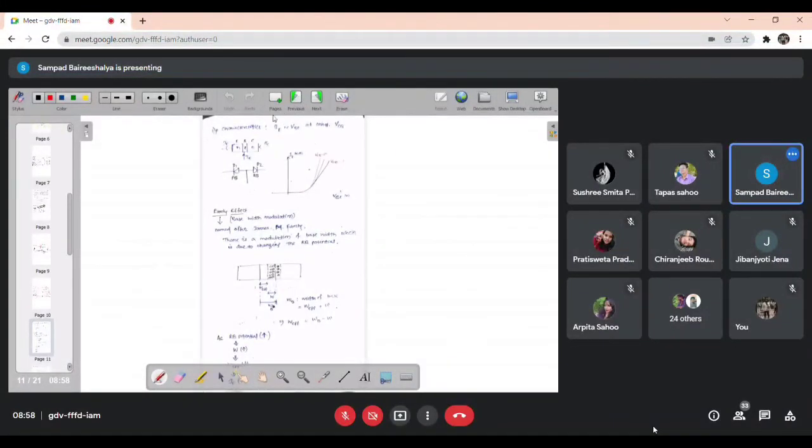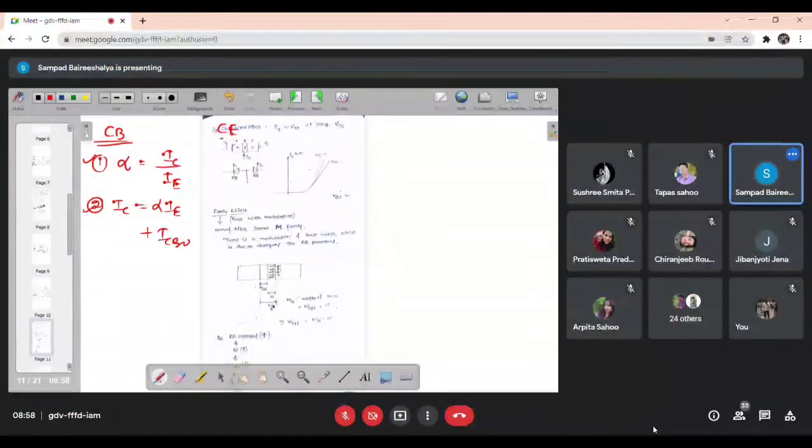So just hold on. Remember what we have discussed for the case of common base. In common base, first we learned the equation of alpha: alpha is nothing but IC upon IE. And the equation for output current is alpha times IE plus ICBO. Is that clear? Just as we got these two equations for common base, similarly for the common emitter and common collector configurations, an equation for the amplification factor and for the output current will be found. You have to remember this.